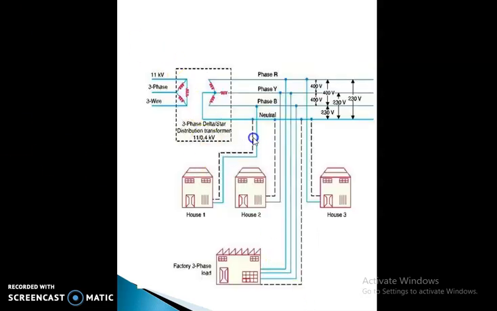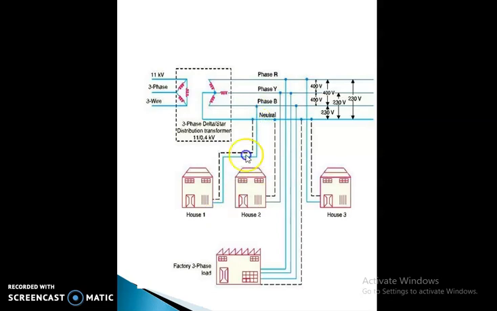This one is the distribution system. This one is the 11 kV 3-phase line. The primary side is delta connected and the secondary side of the transformer is star connected. This is an 11 by 0.4 kV transformer. These R phase, Y phase, B phase are clearly indicated. This one is the neutral line, and the houses are given single phase supply.